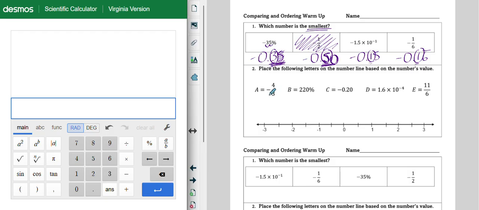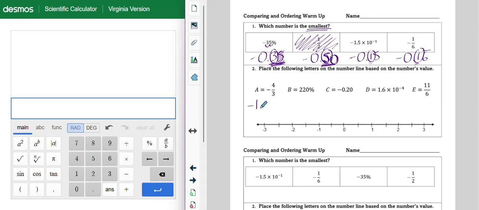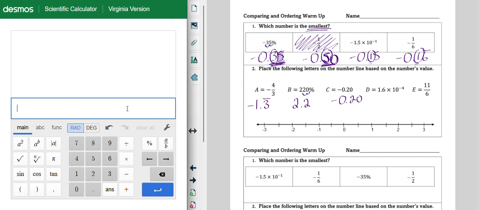All right, the next one, I'm changing all these decimals, and then I'm going to put them onto the number line. Negative 4 divided by 3 is negative 1.3 repeating. 220%, I'm moving that decimal place 2 spots. That is 2.2. That one's already a decimal. This, just like this, is telling me to move that decimal point. You're going to see the calculator actually can't do this one.